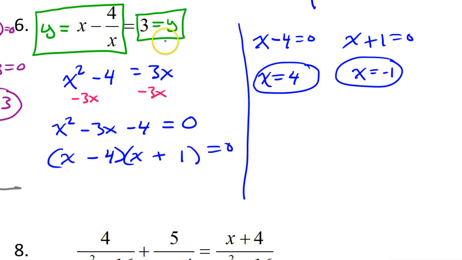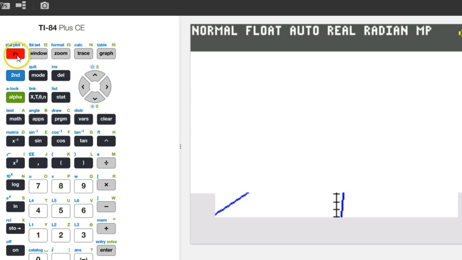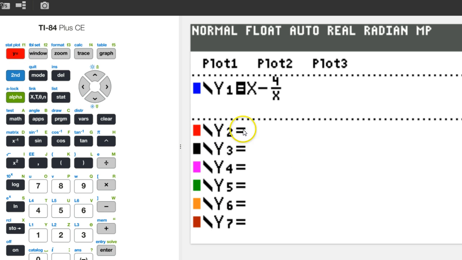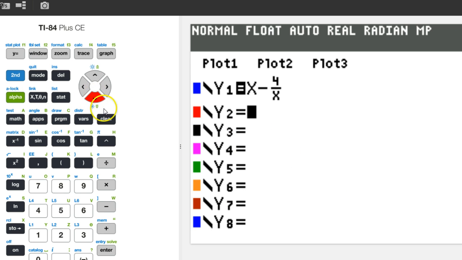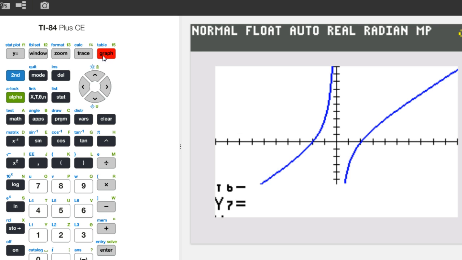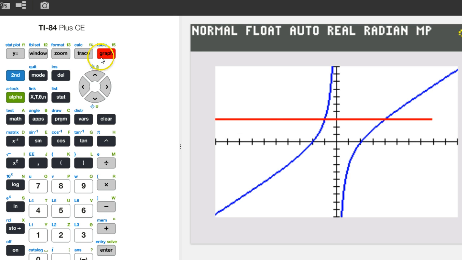Now, the other equation is y equals 3. So I'm going to go back to y equals, I'm going to go to the second line, and I'll just put 3, because that gives me y equals 3. This will graph as a horizontal line in red. Alright, so the solutions should be the x values of these two intersection points. Alright, so here's one intersection point and here's another.